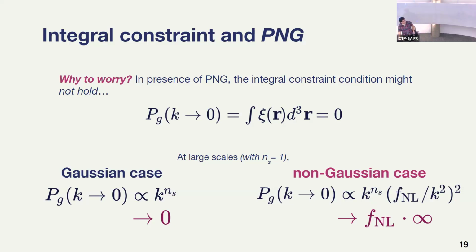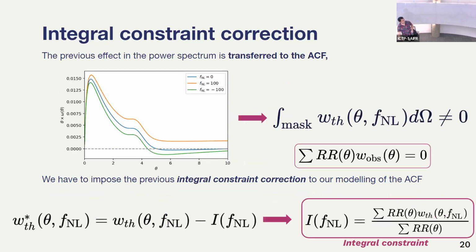So this implies that the integral constraint needs to be imposed on our theory, in order for the observations and the theory to be on the same footing. As I mentioned before, the integral constraint condition is essentially the integral of the angular correlation function over the whole footprint mask. The survey has some shape on the sky, so the integration of this correlation over this map has to go to zero. This is the condition that we need to impose.